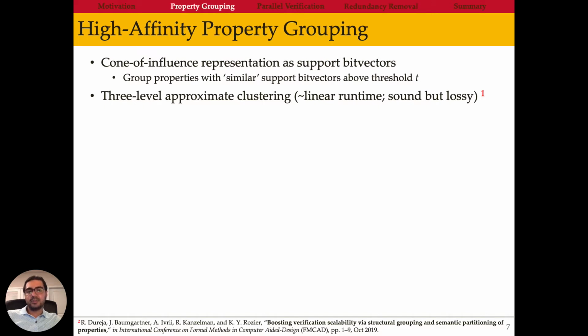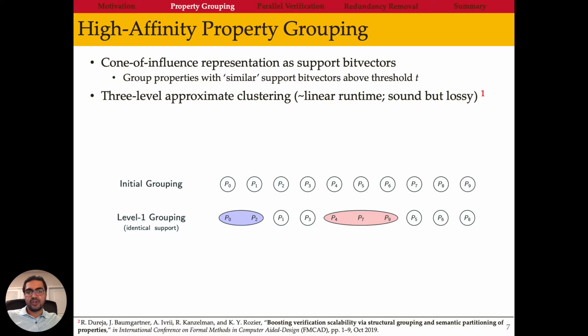To mitigate this quadratic performance slowdown, state-of-the-art algorithms perform a three-level approximate clustering that groups properties incrementally by utilizing static design information. Given a set of properties P0 to P9, each of the properties is initially placed into a singleton group. Level 1 grouping then generates property groups with 100% affinity by merging properties that have identical support bit vectors.